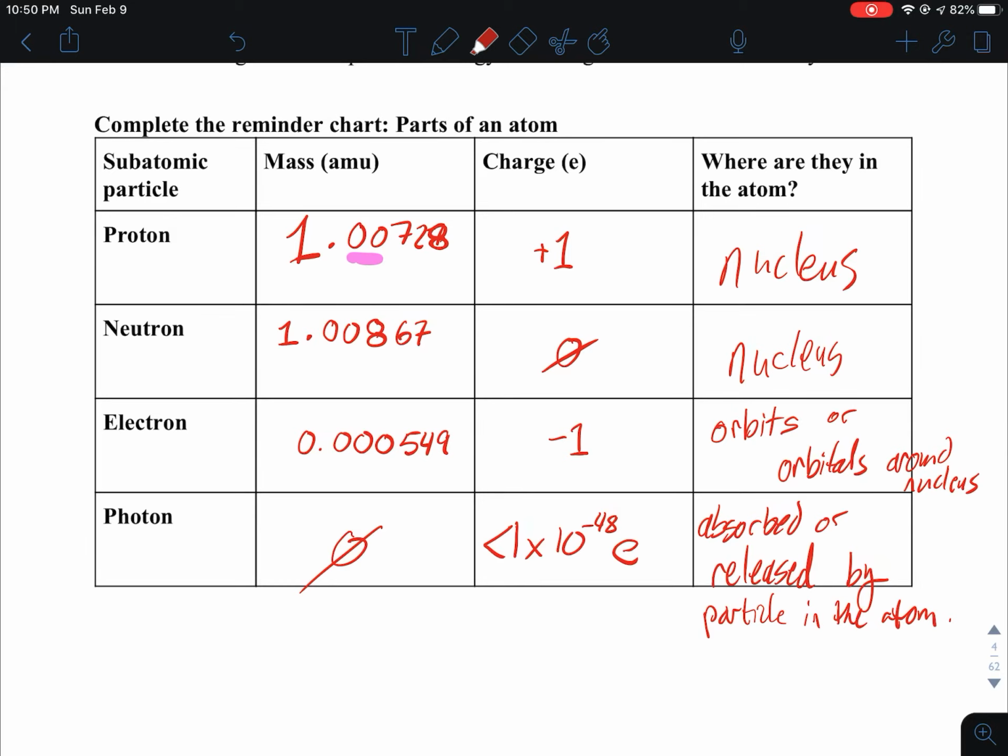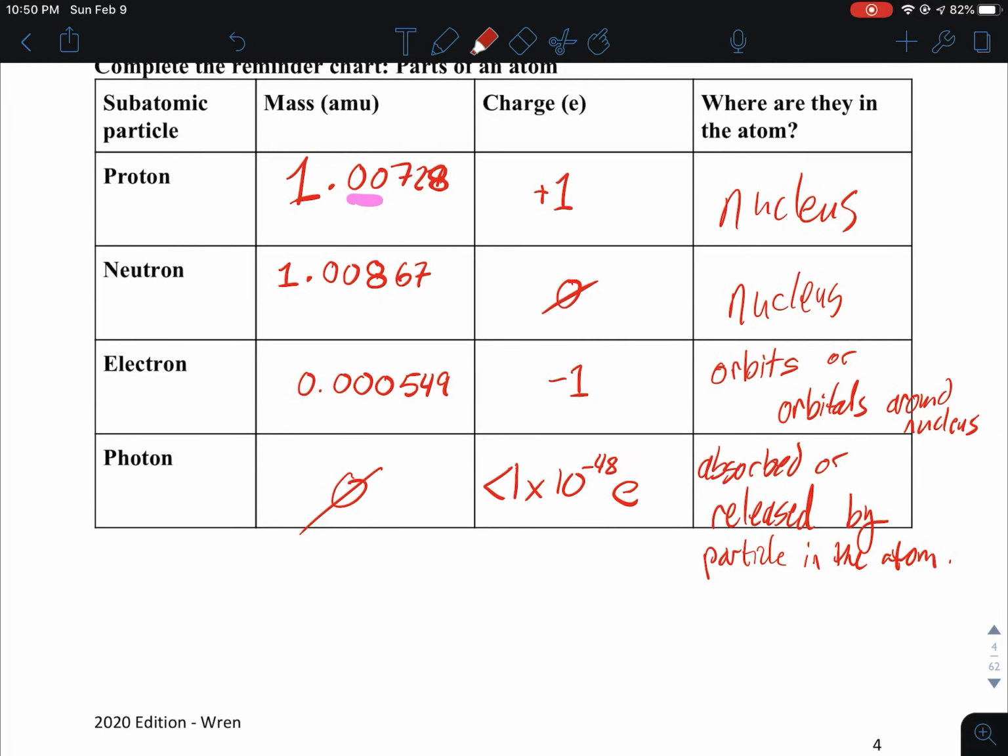Both the proton and neutron are in the nucleus. The electron is in orbits around the nucleus, and photons are absorbed and released. I looked up a paper as I was talking to you guys this week, and I found a source that says that a photon has a charge of less than 10 to the negative 48 times the charge of an electron, if it has any charge at all. They can't assume it's 0 because it's not proven yet, and it might never be proven, but it's within error, of course. 10 to the negative 48 is a massively small number.